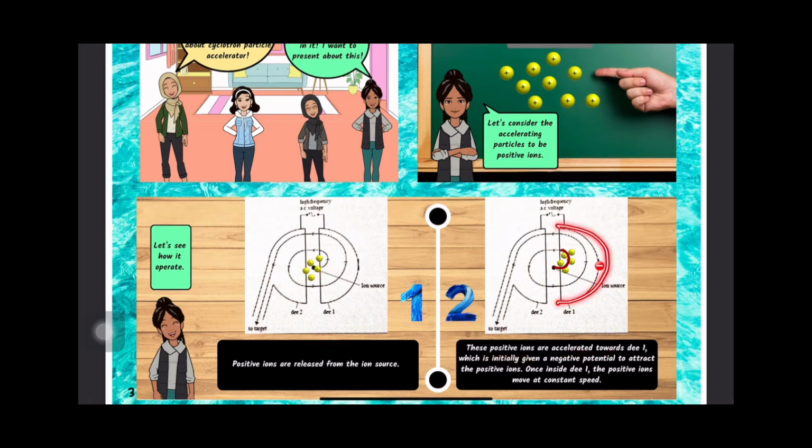This one is D1, this one is D2. D1 is initially given a negative potential to attract the positive ion inside D1. The positive ion moves at a constant speed. Bila daripada center, lepas tu AC source ni akan buat side D1 ni akan jadi negative terminal. So positive ion akan bergerak towards D1 lah.